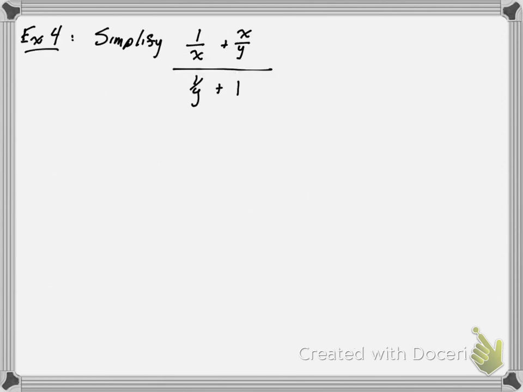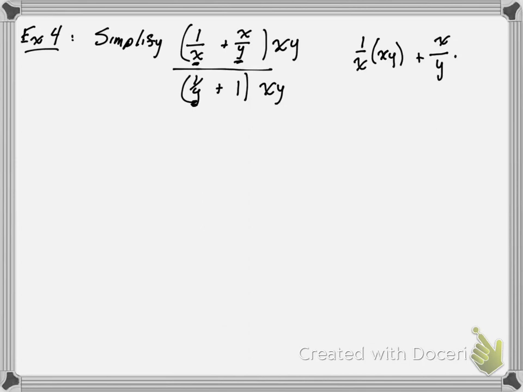Example 4 is about complex fractions. And again, we're still looking for common denominators, but to make my life easier, just look at all the denominators. I have x, I have y, and I have y. So what I want to do is multiply both of them by xy. Why? Because that's my least common multiple of all the denominators in the top and bottom. So what does that become? When I multiply, let's distribute 1 over x times xy plus x over y times xy, because I'm distributing to both things, over, same thing on the bottom, 1 over y times xy plus 1 times xy.